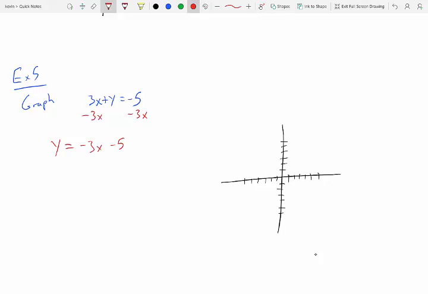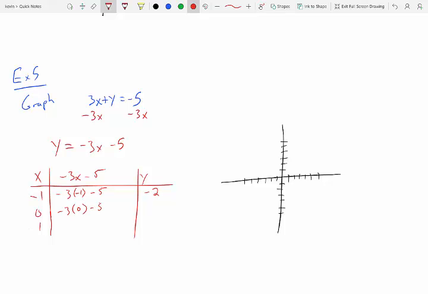So I want to make a table of values again. So my x, my y, and again I want 0. I'll use negative 1 this time and positive 1 this time. There's my equation in the middle, so I plug them in. Negative 3 times negative 1 minus 5, I get negative 2. Negative 3 times 0 minus 5, I get minus 5. Negative 3 times 1 minus 5, I get negative 8.